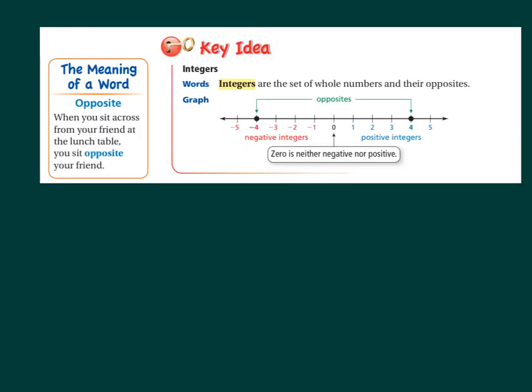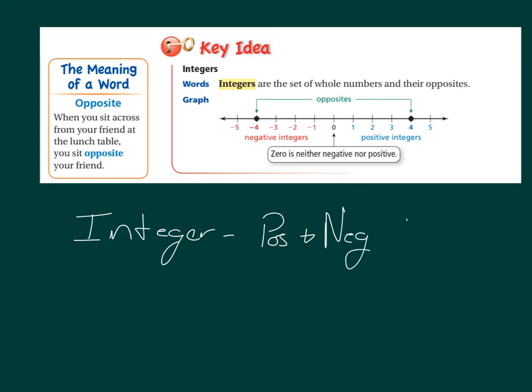The first thing we're going to talk about here, the key idea, is integers. And again, integers are the set of whole numbers and their opposites. What I like to put for my definition of integers, and you can write this down, is they're the set of positive and negative counting numbers.